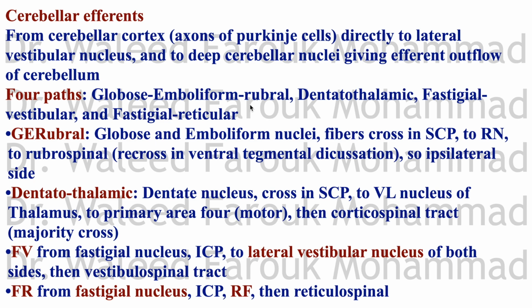Fastigiovestibular fibers go from the fastigial nucleus in the middle of the cerebellum through the inferior cerebellar peduncle to the lateral vestibular nucleus of both sides. Then from the vestibular nuclei, it gives off, besides the MLF, the medial vestibulospinal tract, or the vestibulospinal tract. Fastigio-reticular fibers go from the fastigial nucleus in the cerebellum through the inferior cerebellar peduncle to the reticular formation of the brainstem, then fibers from these reticular formation nuclei descend in the spinal cord as reticulospinal fibers.